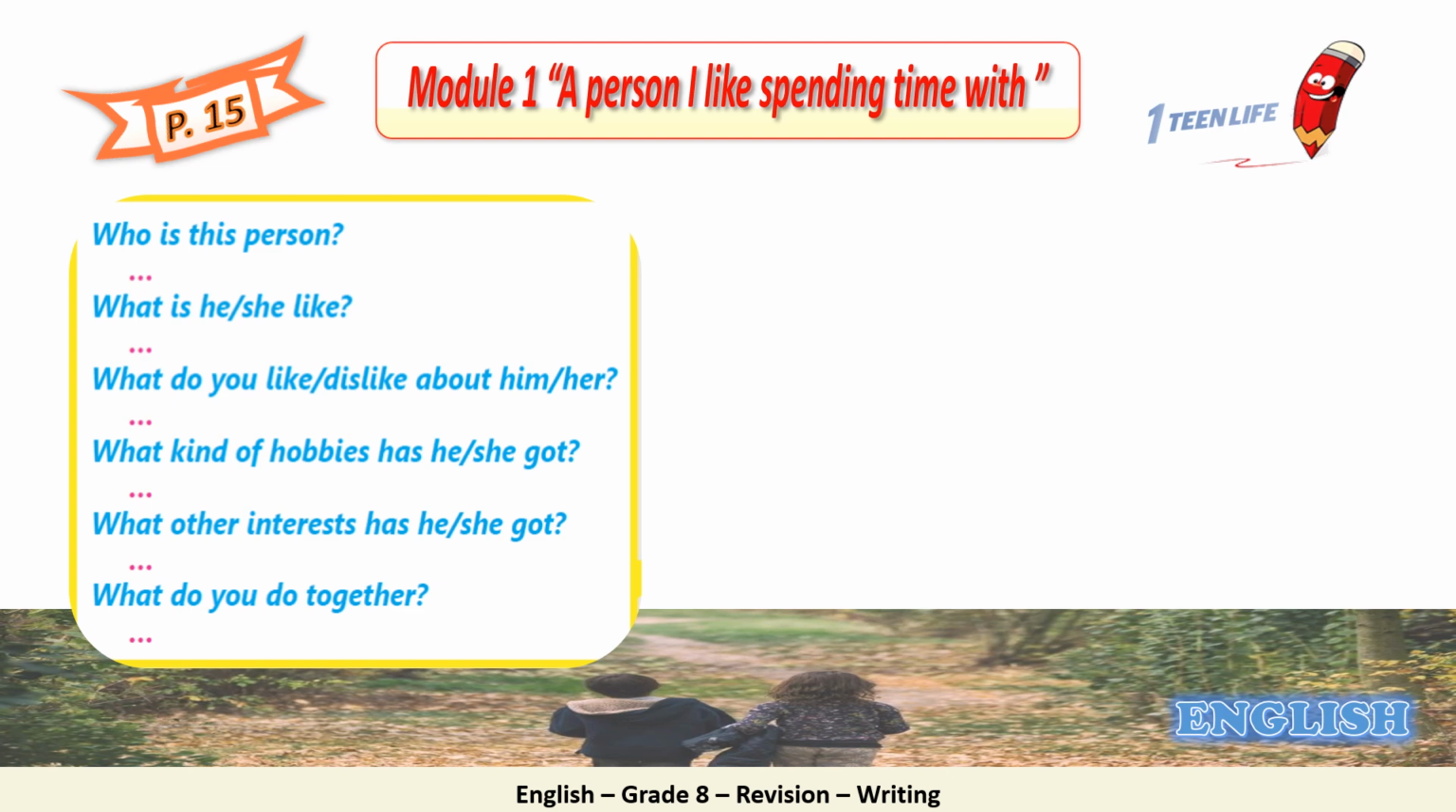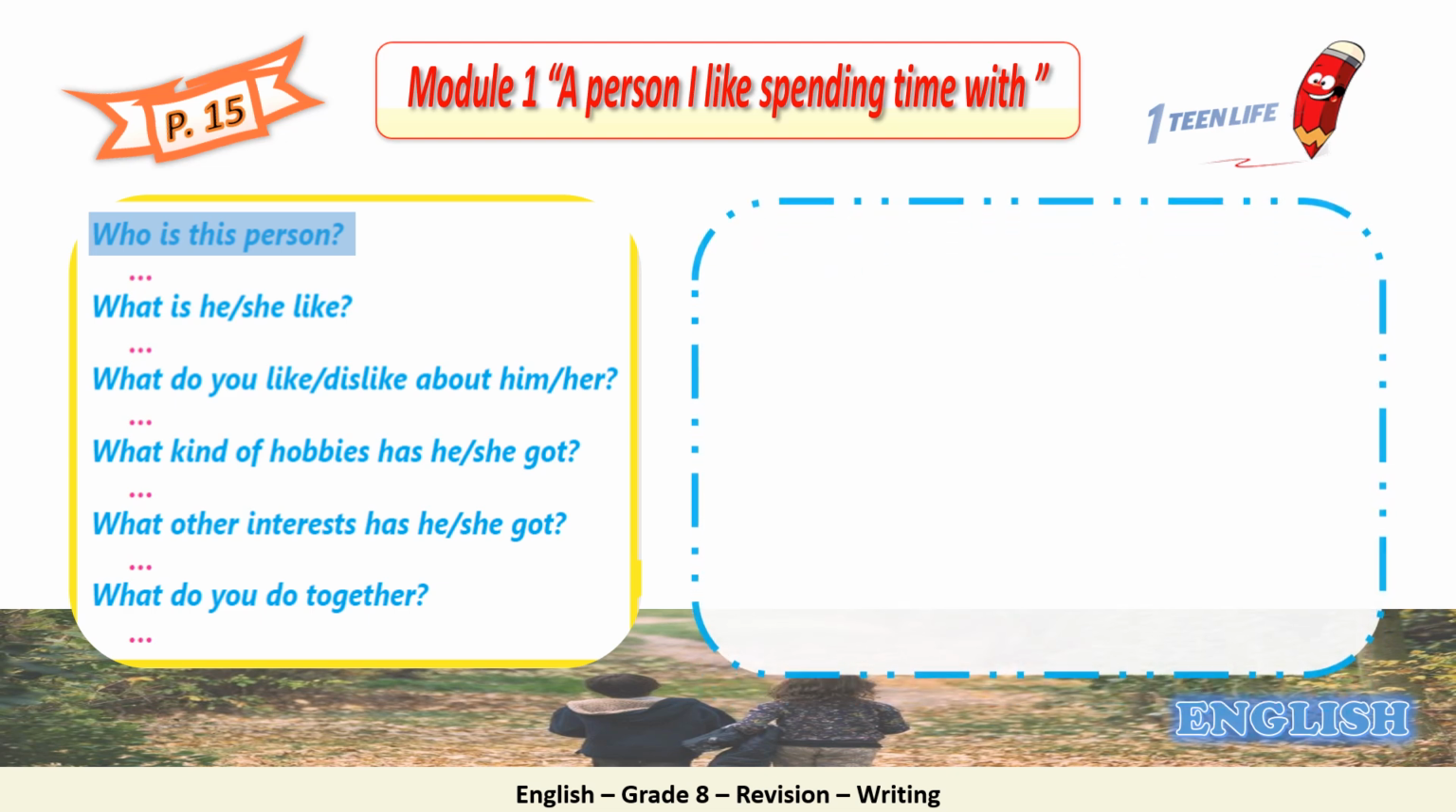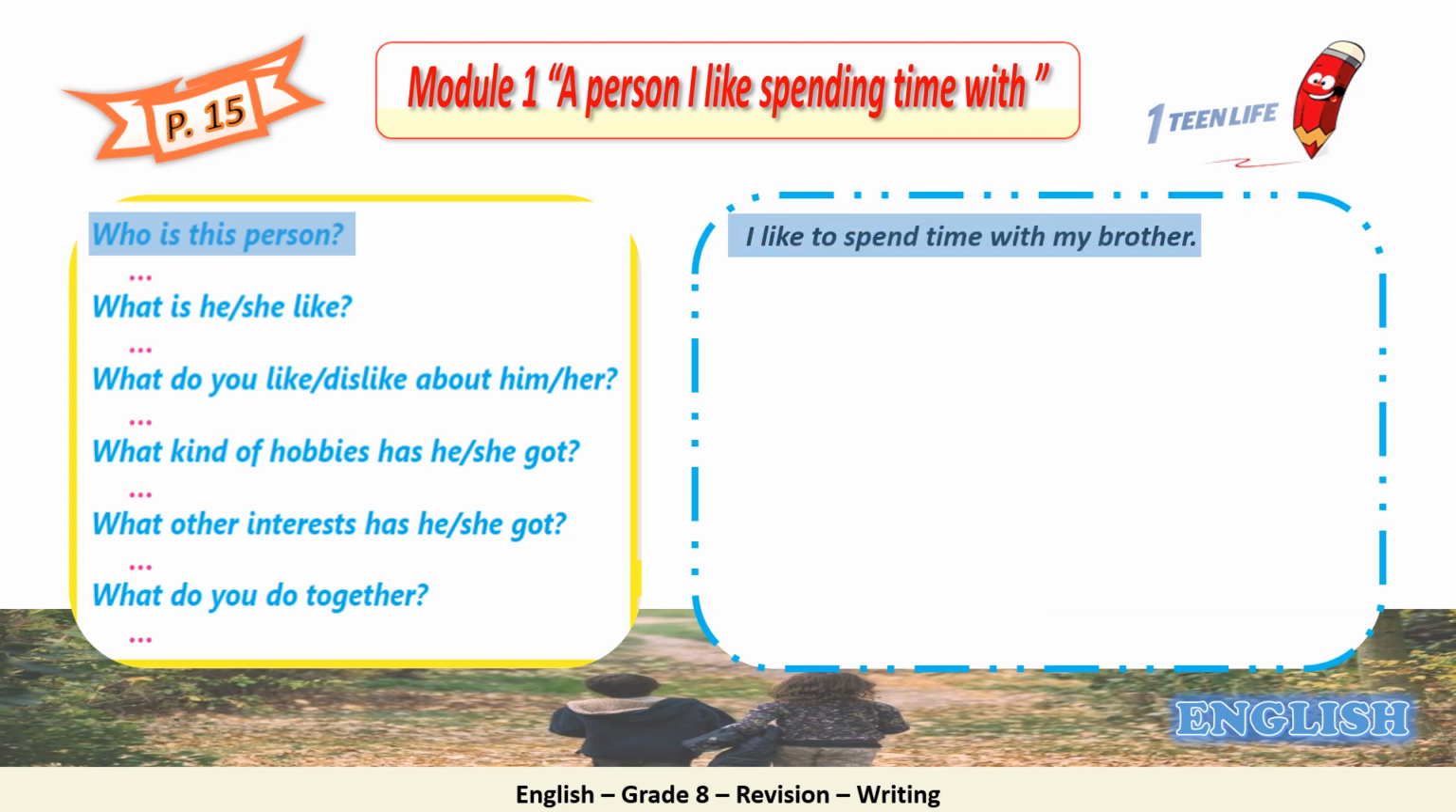Now, the easiest way to keep your ideas flowing is to break your topic into subtopics. So look at the questions on the left. Who is this person? Write some general information about the person and clarify who she or he is. For example, you can begin with, I like to spend time with my brother. Then move to the second question.